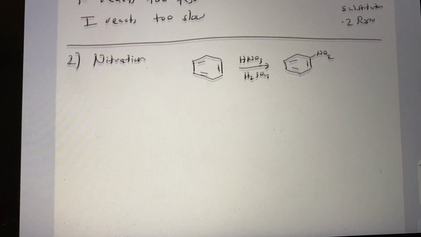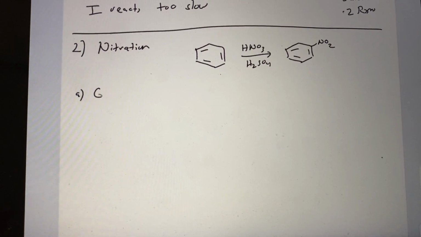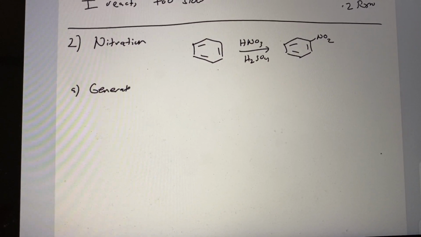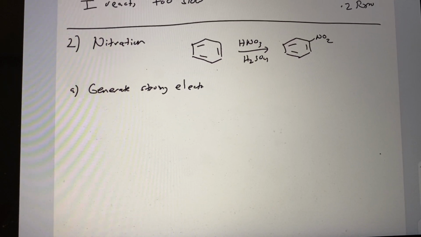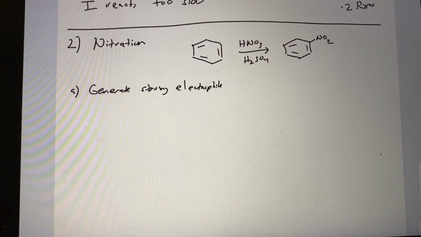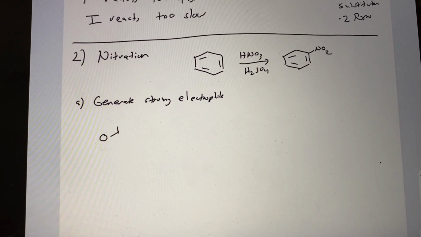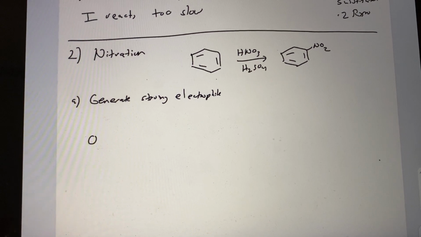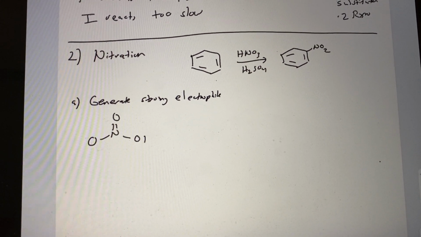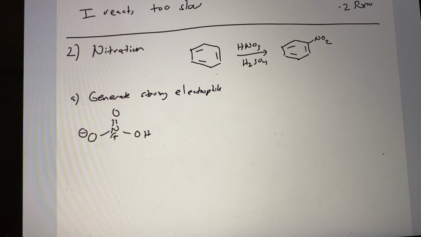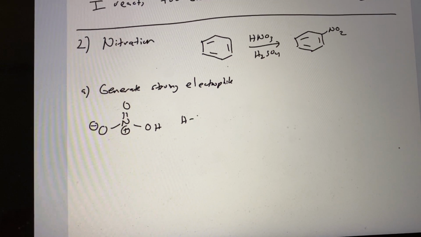So let's use this to evaluate those 3 steps of the mechanism. The first one we're going to do is generate the strong electrophile. And this is really the only step that is different. And this seems a little odd in a way. Let's put the nitrogen here. So let's write out nitric acid with its formal charges. And let's have this now in the presence of sulfuric acid.